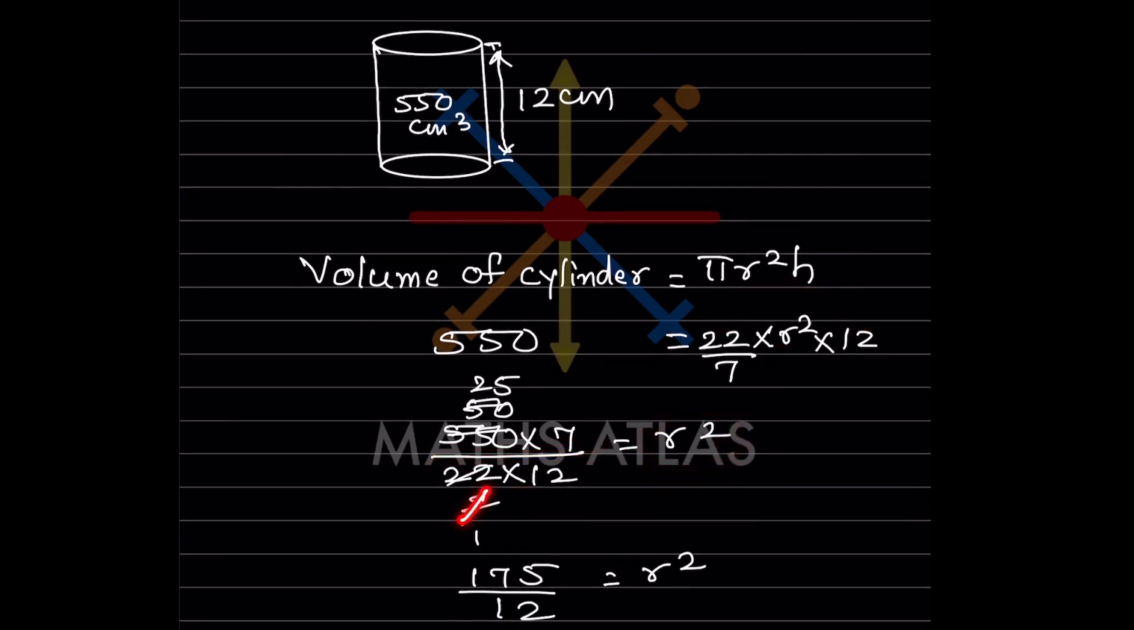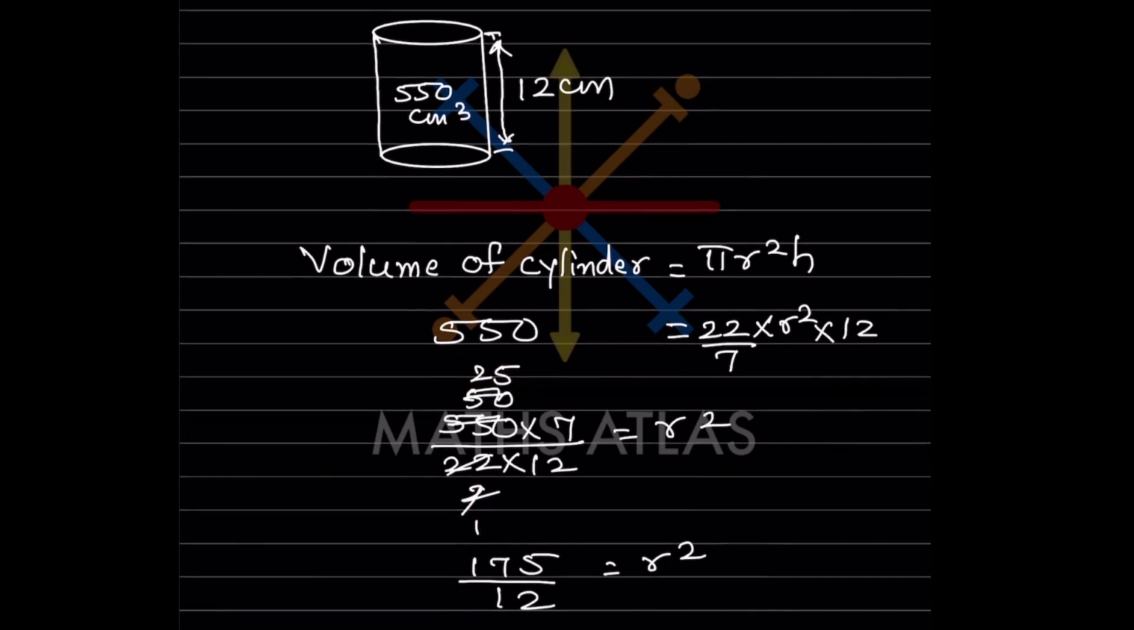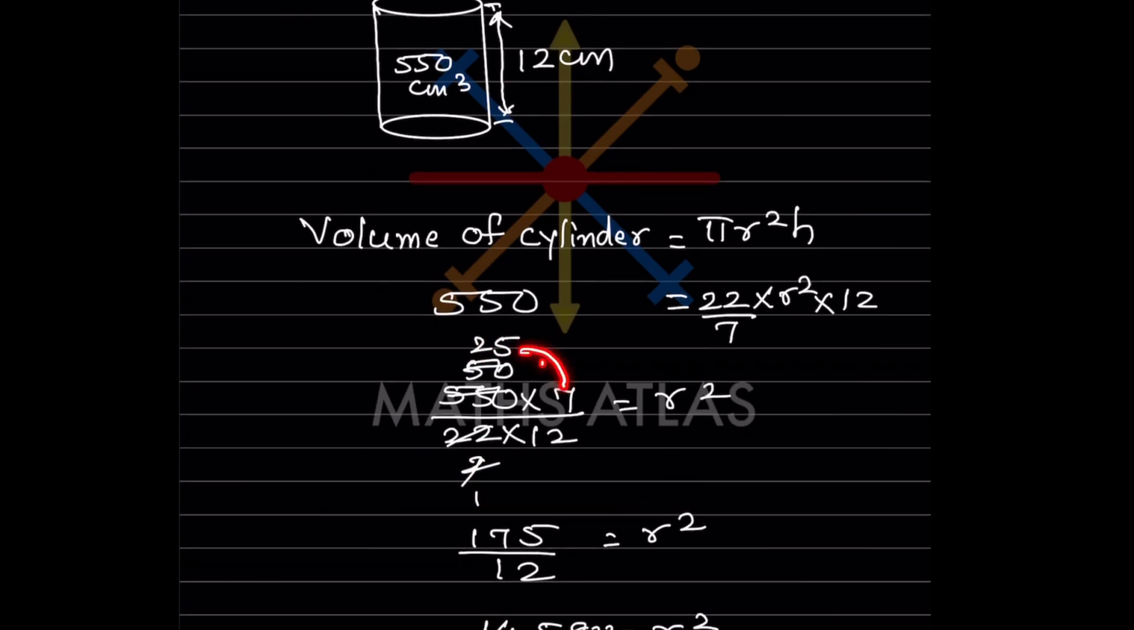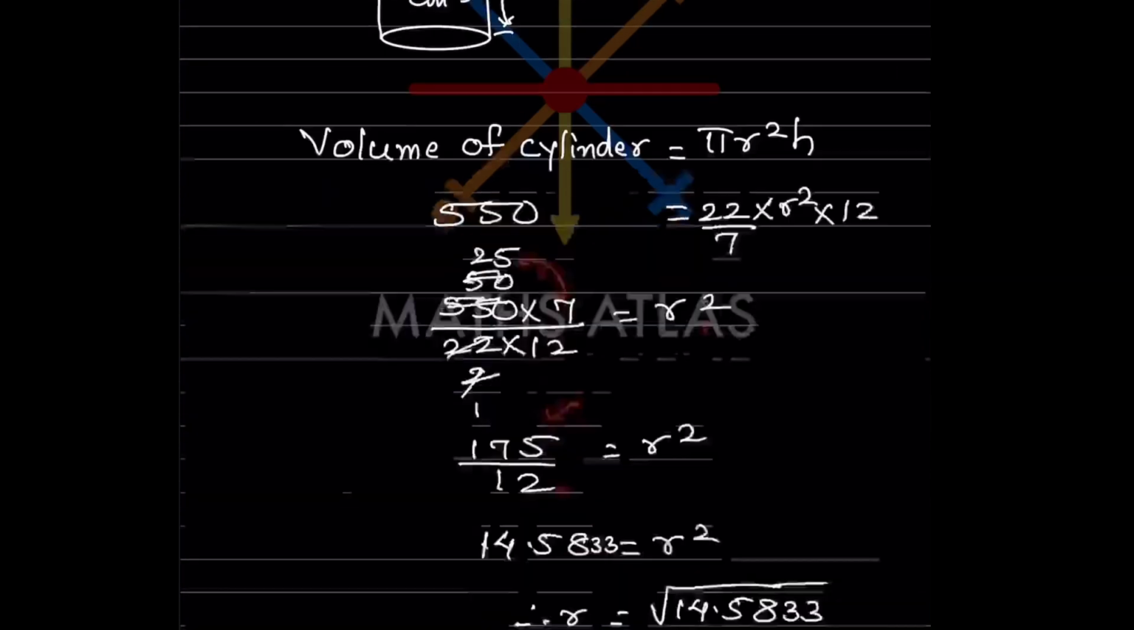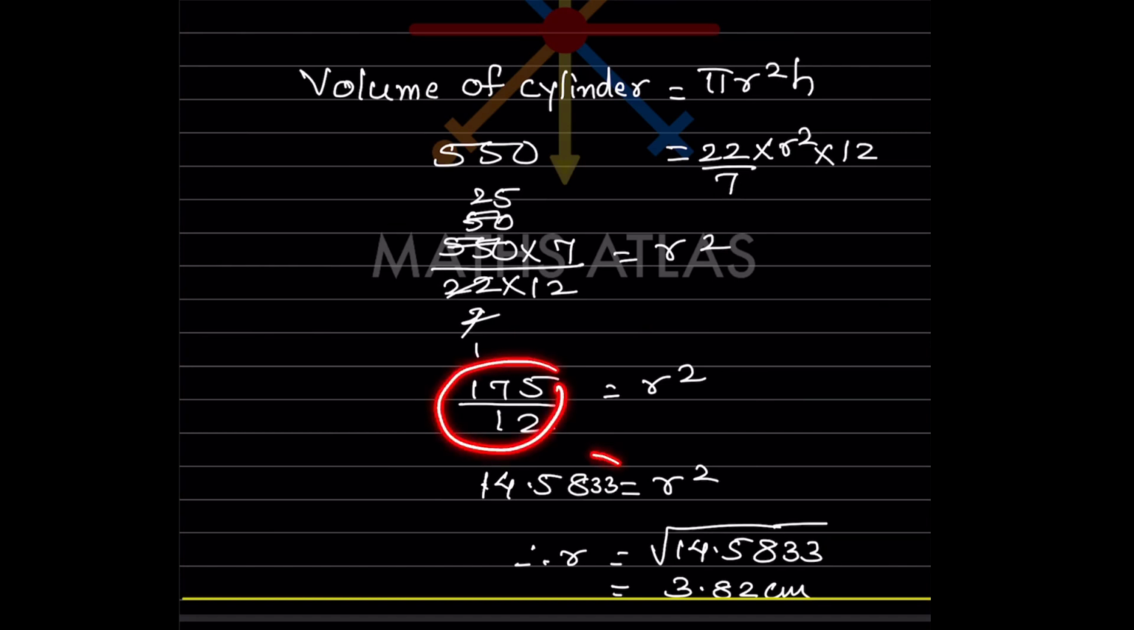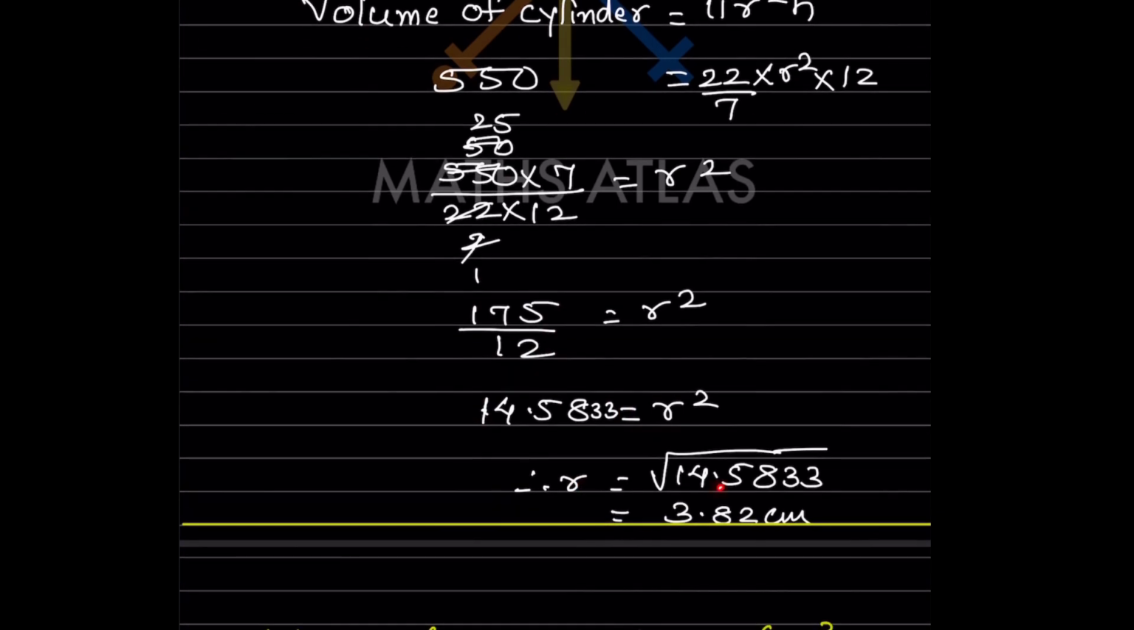So here 11 times 2, 11 2s are 22, and 11 times 50, that will be 550. Again now 2 1s are 2 and 2 25s are 50. So now we cannot do anything over here. So 25 7s are 175, divided by 12, that will be r square. And when you divide this, you get 14.5833 is equal to r square. So r is the root of 14.5833. Now if the calculator is allowed, then you can directly find it out. If it is not allowed, I'll just show you how to do it.